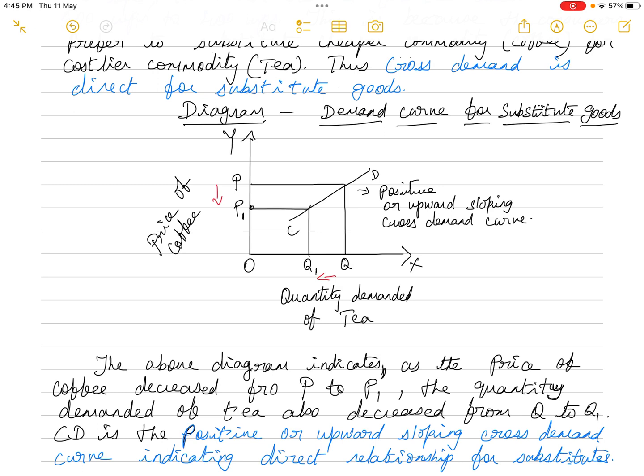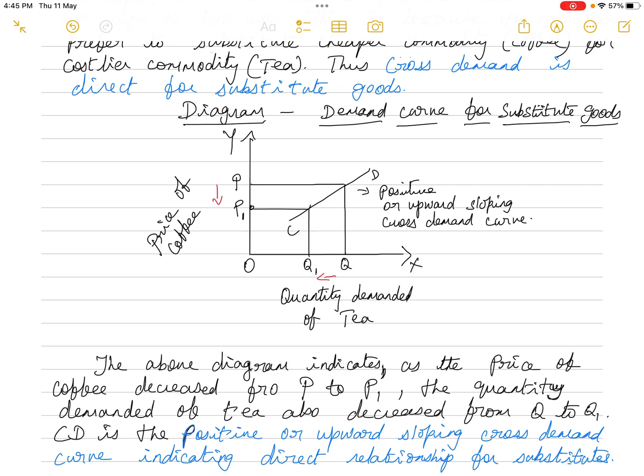So what you are taking on the x-axis, we are representing the quantity demanded of tea, and on the y-axis we are representing the price of coffee. So I have marked with the arrow mark. When the price of coffee happens to be P, the original price was OP, and the original quantity of tea demanded was OQ. When the price of coffee has decreased, that's why I have put the downward direction P1. When the price of coffee has decreased from P to P1, the demand for tea has also decreased from Q to Q1. You can make it the other way around also.